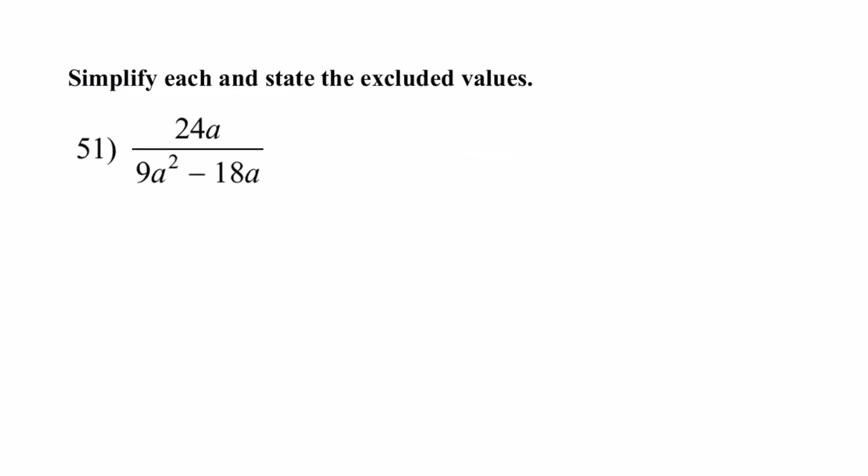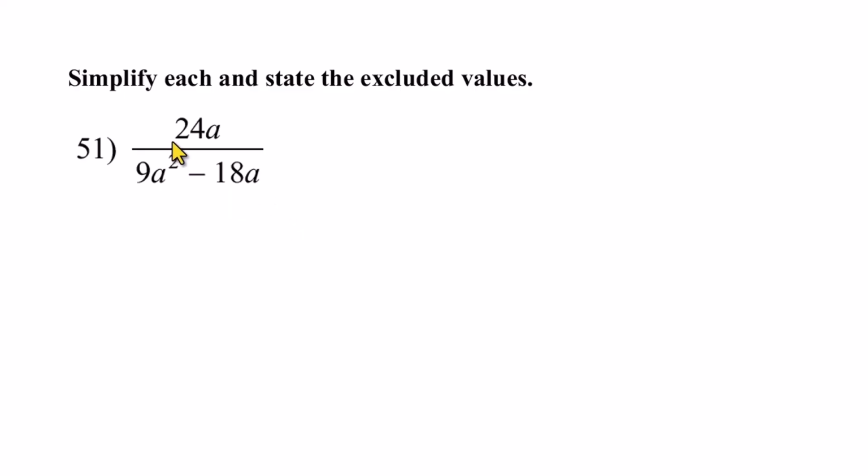Last section, hang in there, we're almost finished. Simplify each and state the excluded values. Excluded values are numbers that you can't use for a because it'll make a 0 happen in this denominator, and then, bad things happen, worlds implode, stuff like that.